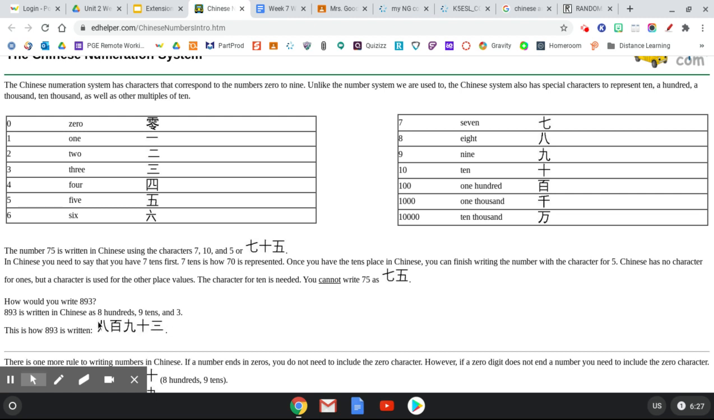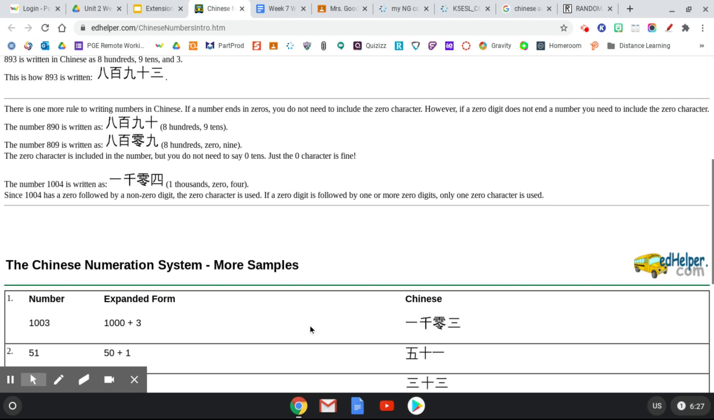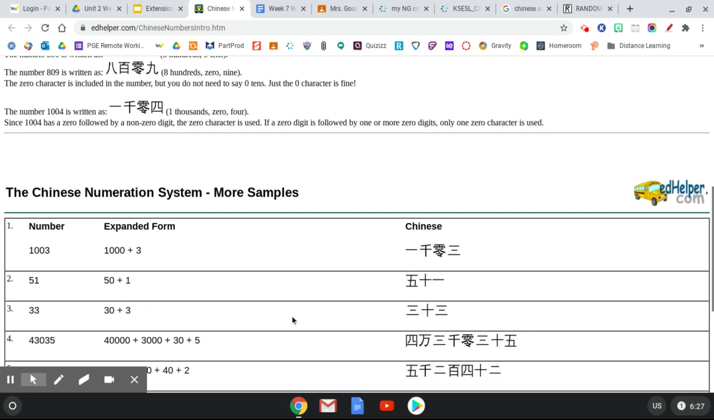So it adds extra symbols in their number that we don't have in ours because we just say, oh, that's 800 because it's in the hundreds place. And in Chinese, we have to say that's 800. So they're almost giving us what's basically the expanded form. So as you take a look at these examples, you'll see, for example, 51 is expanded for 50 and 1. And so you have the symbol for 5, tens, and then the symbol for 1.